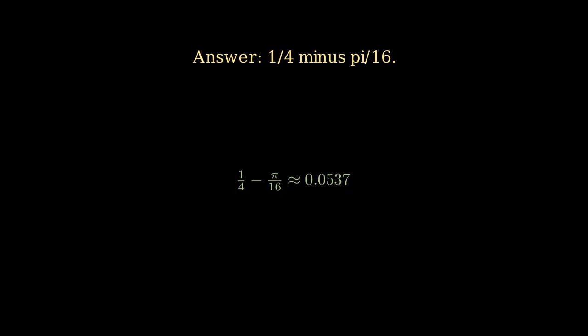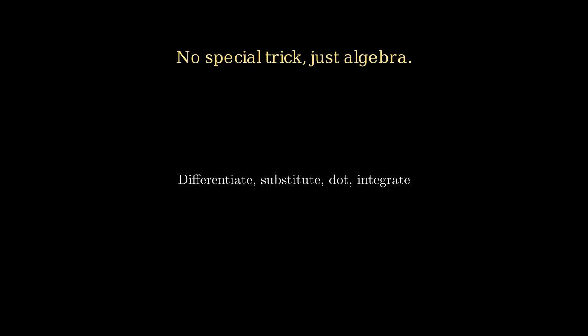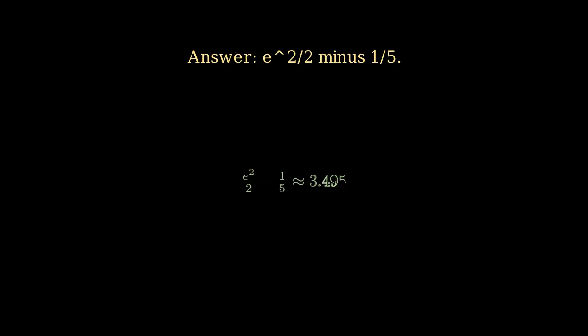0.0537. Part E. Evaluate the line integral of F dot dr, where F of x, y equals e to the 2x, x squared y, and C is r of t equals t squared, negative t cubed, for t between 0 and 1. Same method throughout. This one is mostly a differentiation and algebra workout with no special trick. The answer is e squared over 2 minus 1/5, approximately 3.495.